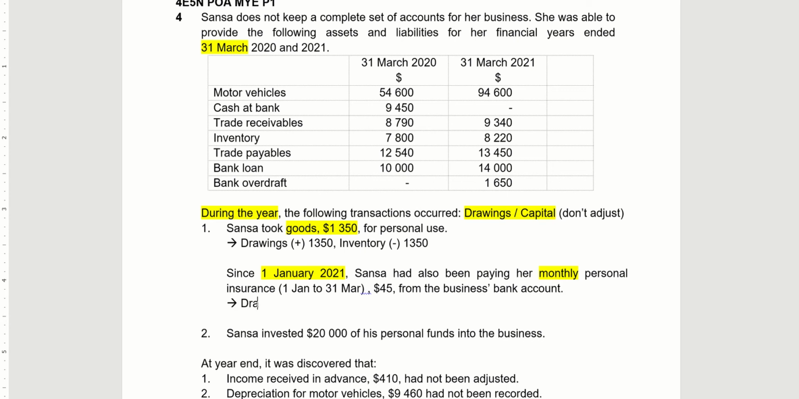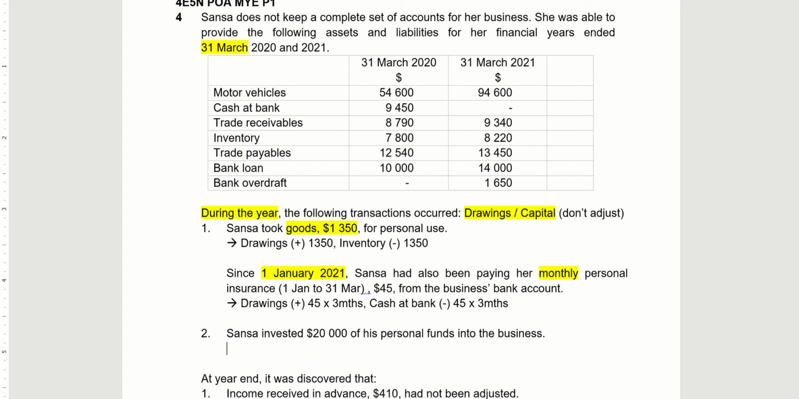So what are the drawings then? You should increase drawings by $45 times 3 months. The other double entry is cash at bank decreases by the same amount, 45 times 3 months. Again, please resist deducting this from your cash at bank amount, because the money has already been taken out. It happened during the year.